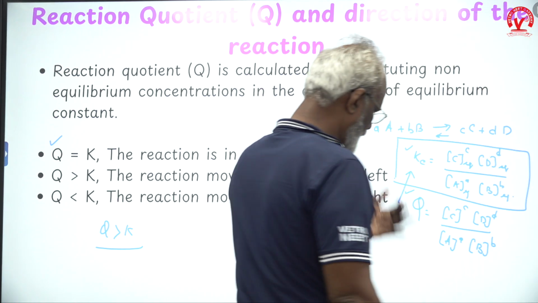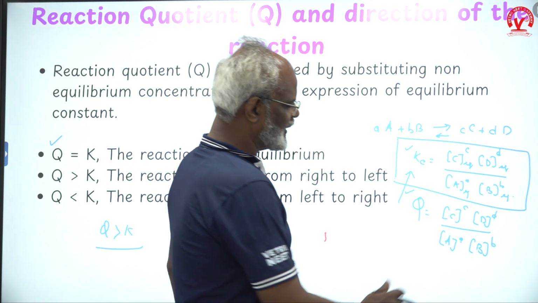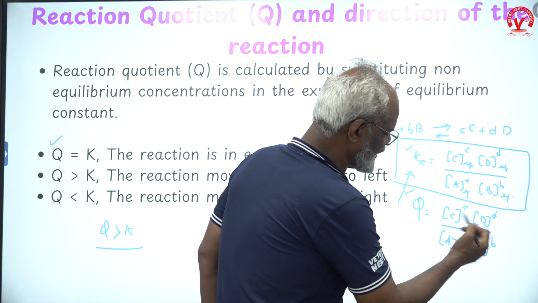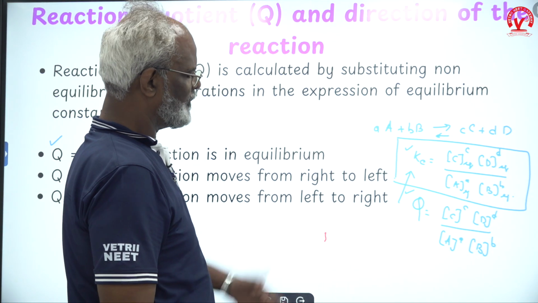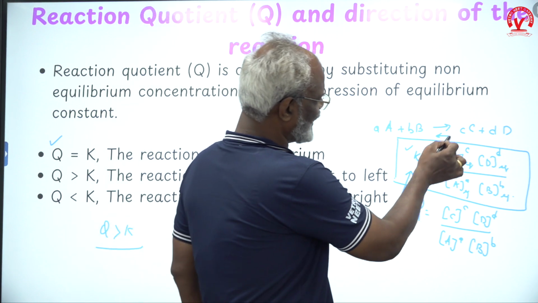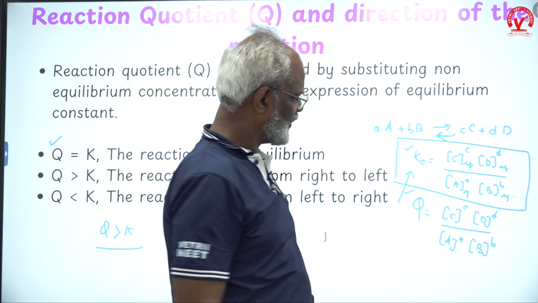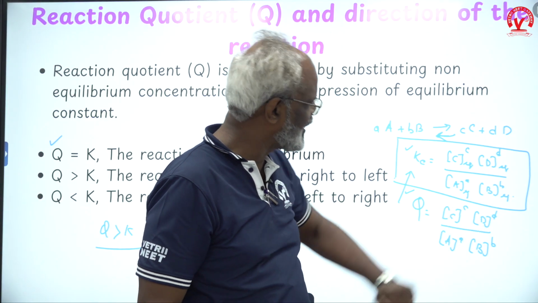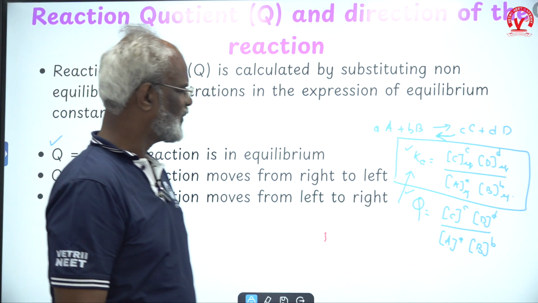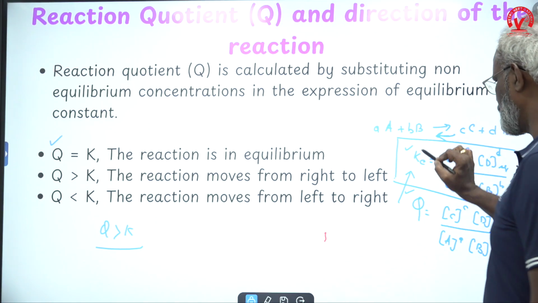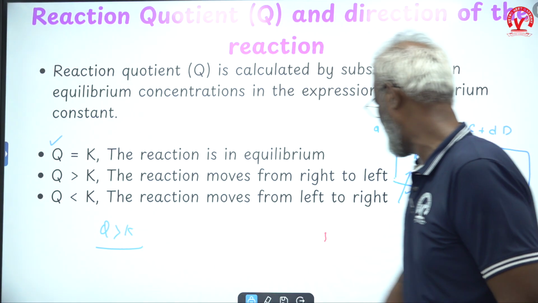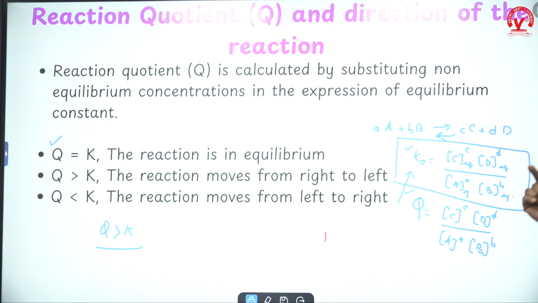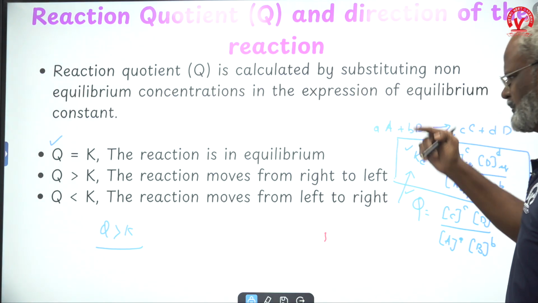How will Q reduce? If Q has to reduce, then the A and B concentrations have to increase, or the C and D concentrations have to decrease. When will that happen? During the reverse reaction only, the A and B concentrations will increase and the C and D concentrations will decrease. So Q has to decrease to attain Kc, because now Q is greater than K. Therefore, the reverse reaction will be favored. Now the direction of the reaction is from right to left.